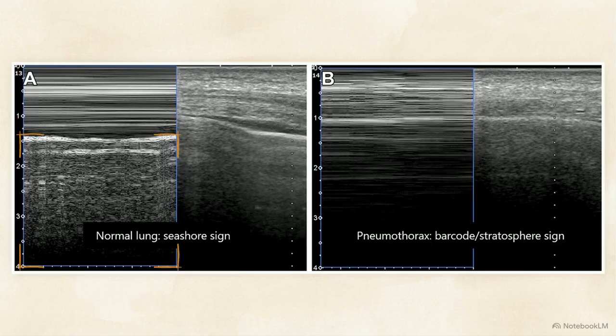The acoustic profile changes completely when air occupies the pleural space. The air blocks the ultrasound waves, eliminating the granular motion artifact. This leaves only the static, parallel lines of the barcode or stratosphere sign.